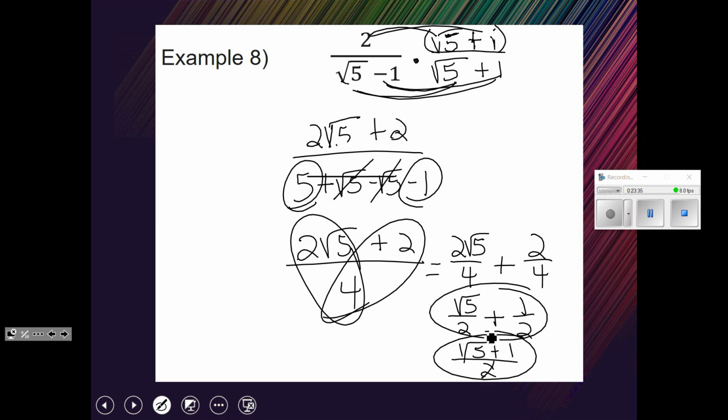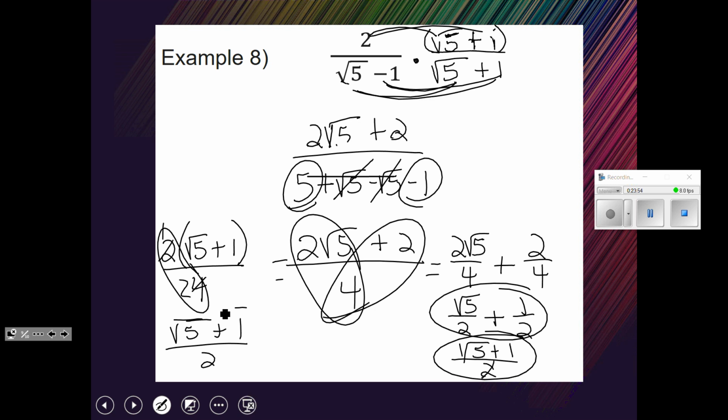Or if you wanted to, you could factor out a 2. And it's okay to factor out a 2 because they're both on the outside. And now that these are on the outside, you can simplify them. You can make this a 1, make this a 2. So then it would be square root of 5 plus 1 over 2. Different people like to simplify different ways.